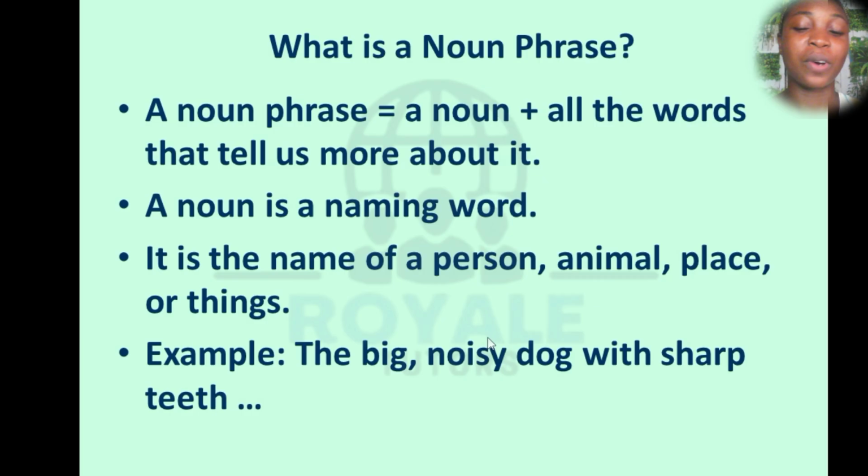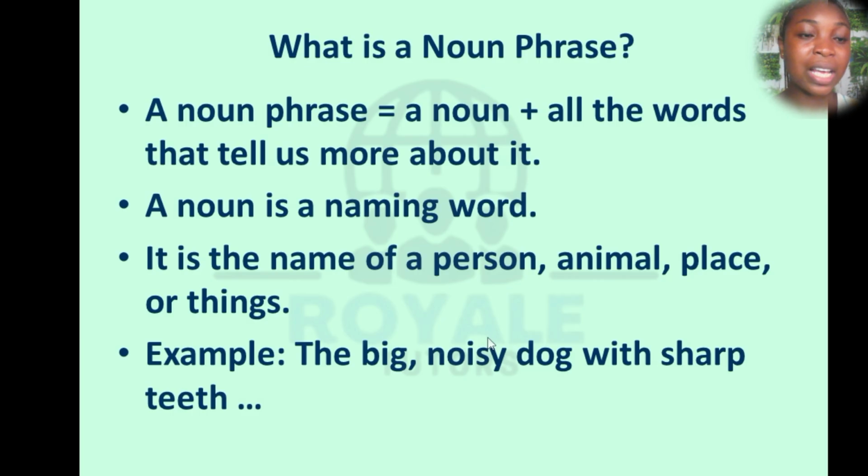Now, for example, you have the big noisy dog with sharp teeth. So let's look at this sentence. Where is the noun here? It's easy. The noun is the dog. Okay, it's the name of an animal. So let's look at every other piece of information we have that is telling us more about this noun. So you have the big, noisy, then with sharp teeth.